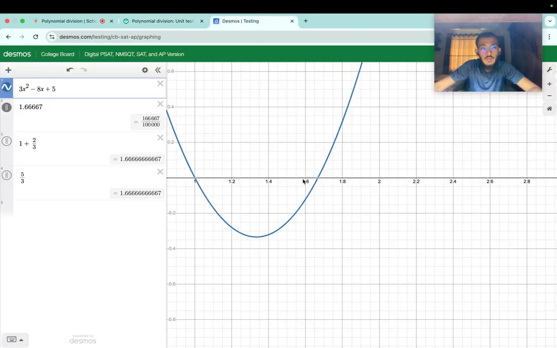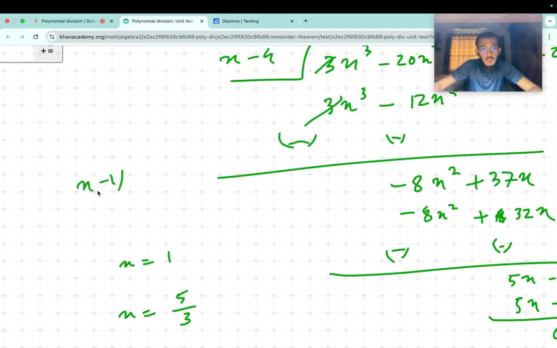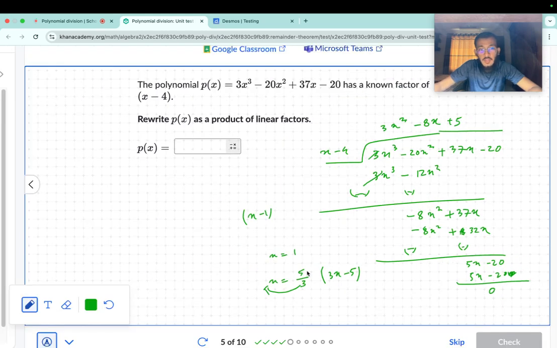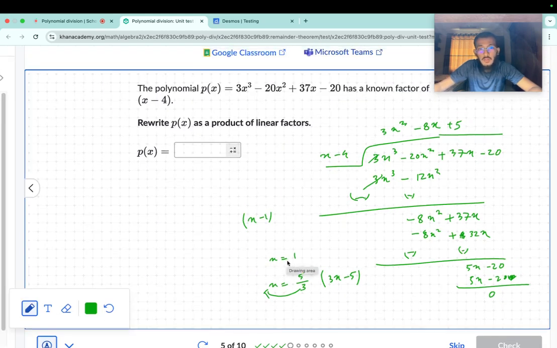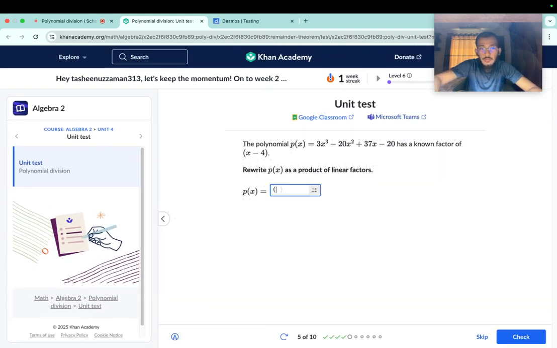So x equals 5 by 3 and x equals 1. This means x minus 1 is a factor and 3x minus 5 is a factor. I take 3 here and 5 there. So 3x minus 5, x minus 1, and this x minus 4 is the product of linear factors: 3x minus 5, x minus 1, x minus 4.